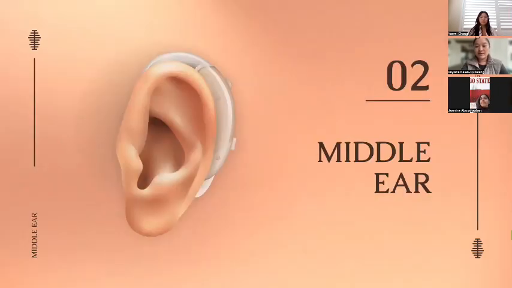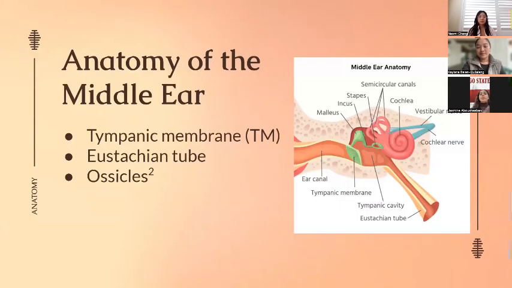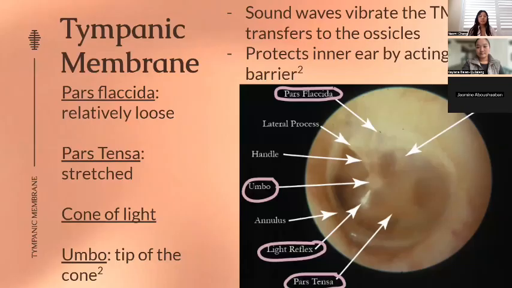Next, I will be talking about the middle ear. The anatomy of the middle ear consists of the tympanic membrane, the eustachian tube, and the ossicles. The tympanic membrane contains the pars flaccida, which is relatively loose, the pars tensa, which is stretched, the cone of light, in which the light reflects off of the tight eardrum, and the umbo, which is the tip of the cone. The tympanic membrane helps protect the inner ear by acting as a barrier from dirt and dust while also transferring the vibrations from sound waves onto the ossicles.